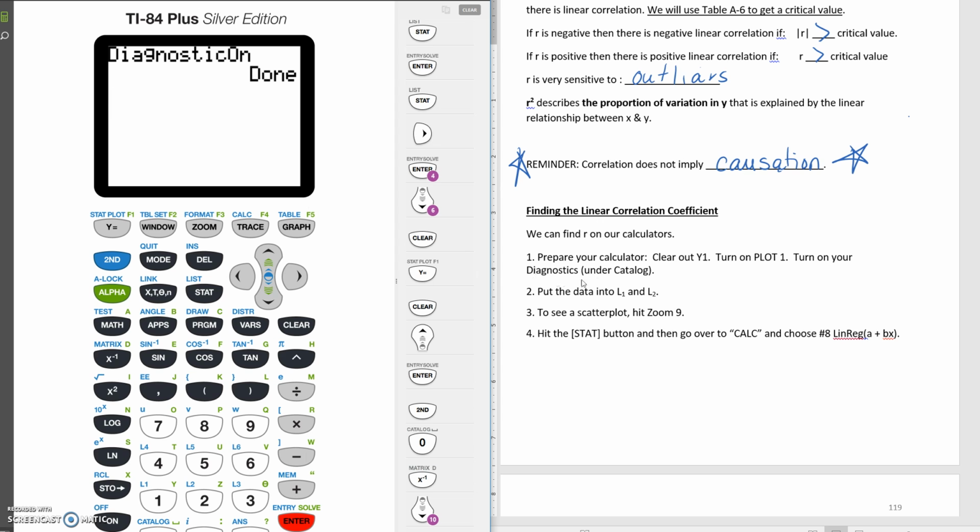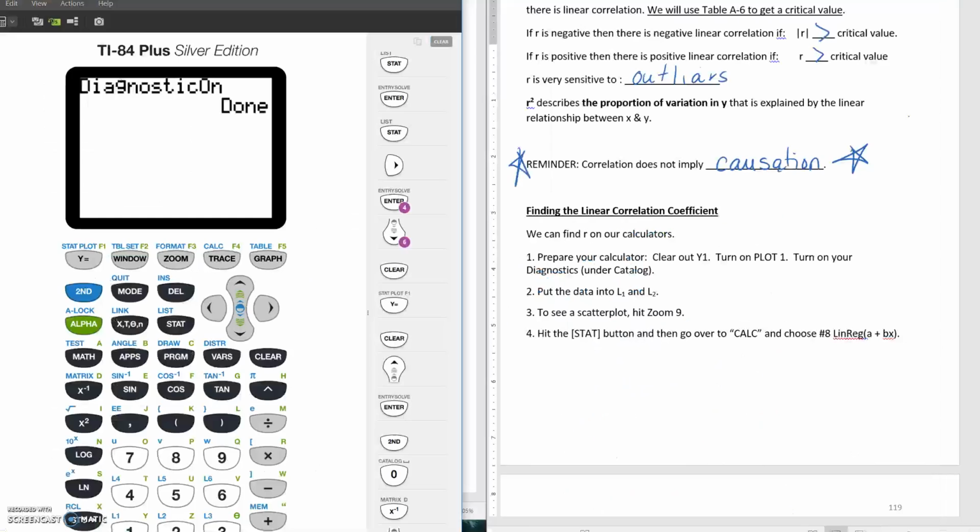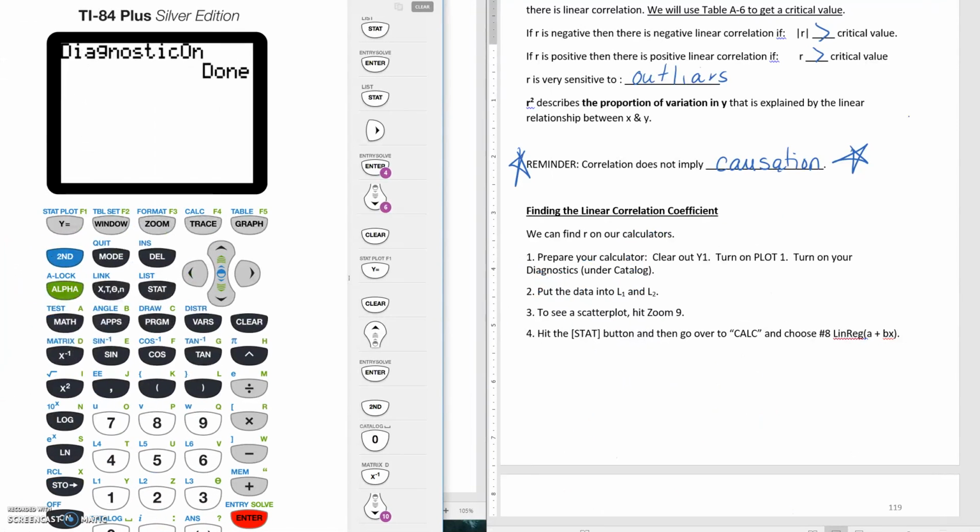Okay, now we're going to put our data into L1 and L2. So I'm going to pause. Well, we'll do this when we get to the next page. Then to see the scatter plot, you can hit zoom 9, and I'll show you how to do that. And I'll also show you how we can calculate the linear regression. Okay, so we're going to look for LinReg A plus BX.